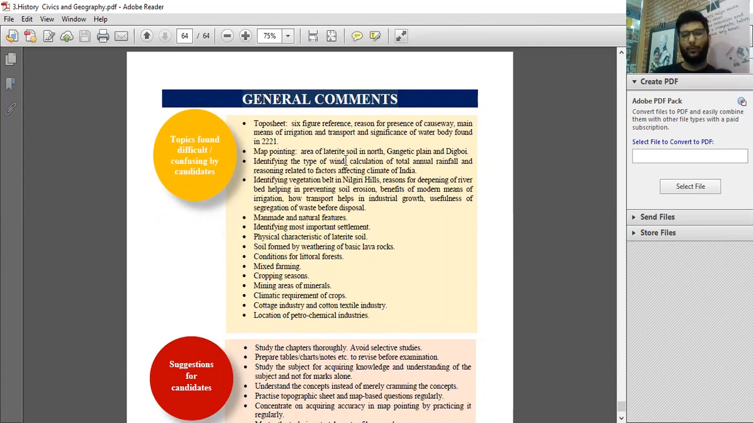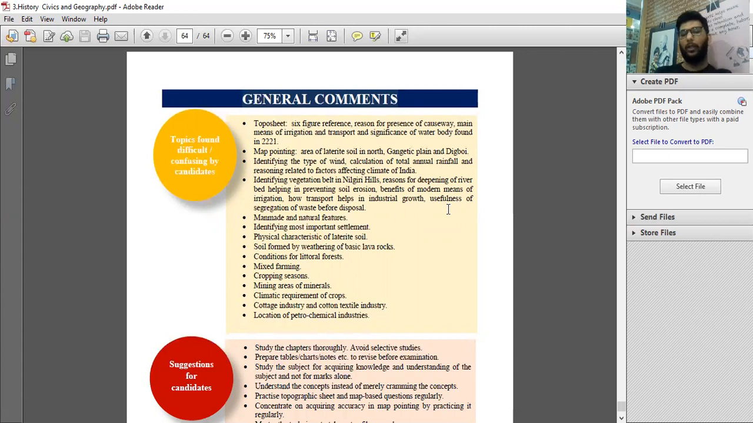Wind calculation, total rainfall, when and which direction they are moving, how they are moving, will play an important role in helping you understand which side it is, western side or eastern side. Then again, riverbeds deepening: what exactly is the importance of that? Industrial growth, usefulness of segregation of waste before disposal, man-made features.